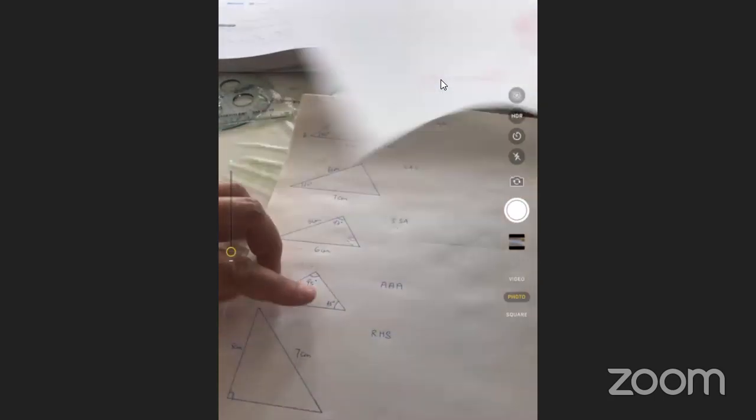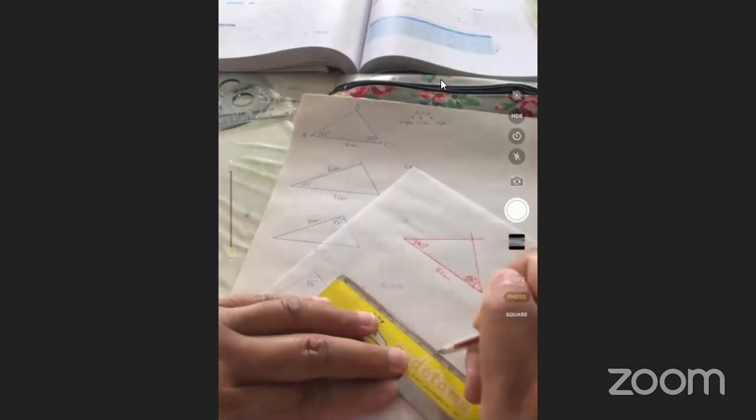The next one. Now in this case, this is another triangle. I know this length should be 7 cm, this one should be 30 degrees, and this length should be 6 cm. Therefore, I use this information to draw a triangle. First, I should have 7 cm. This length is 7 cm, right?